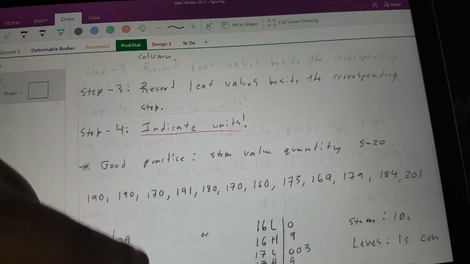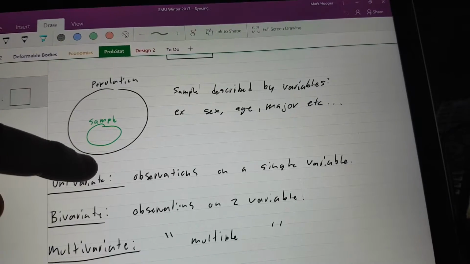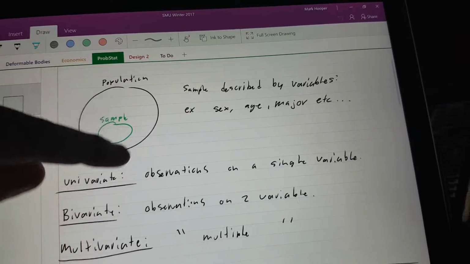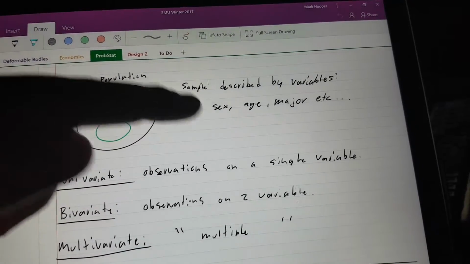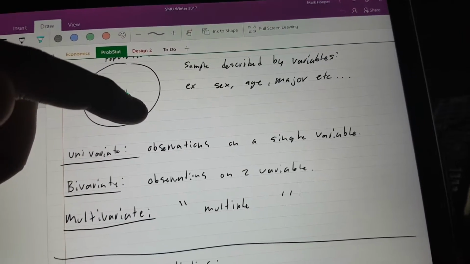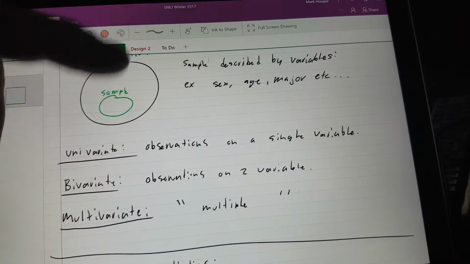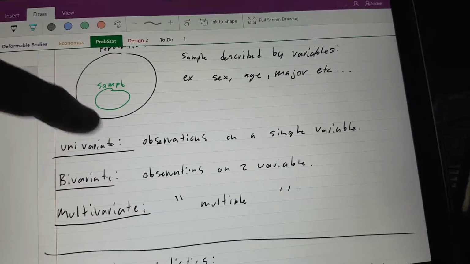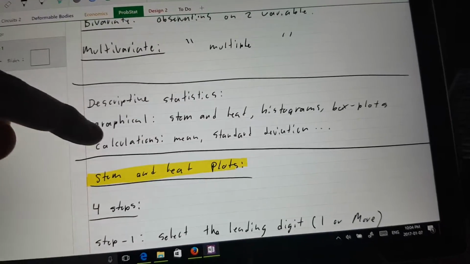Okay, probability and statistics. Let's see. We've got, well, a population is basically an entire group, and then a sample is a subset of that group. Univariate basically means you're looking at one thing, like say males and females or something. Or bivariate, you could say, I don't know, heterosexual males and gay males and heterosexual females and gay females or something like that. Anyway, that'd be bivariate, and multivariate is when you're looking at multiple criteria.